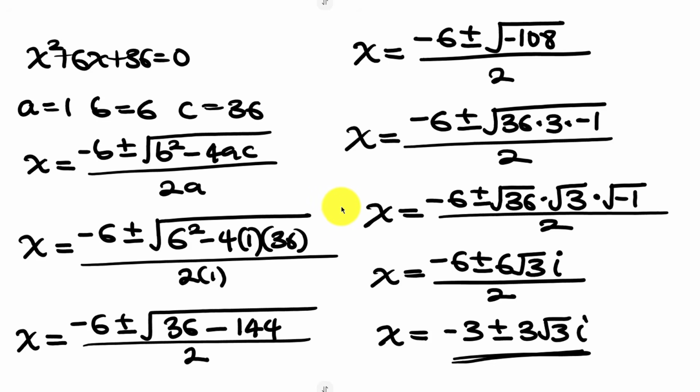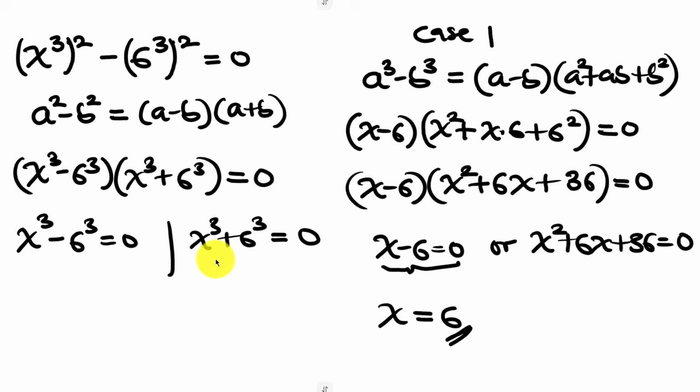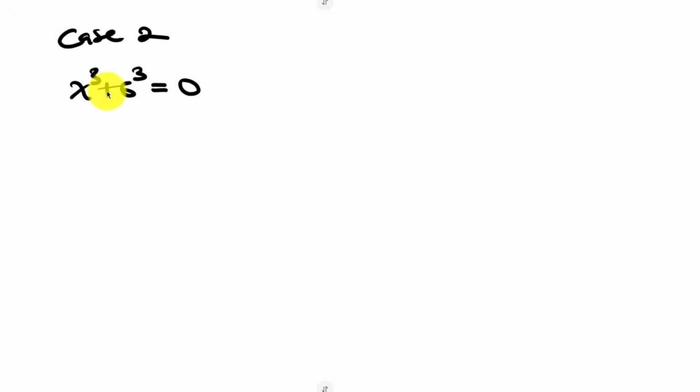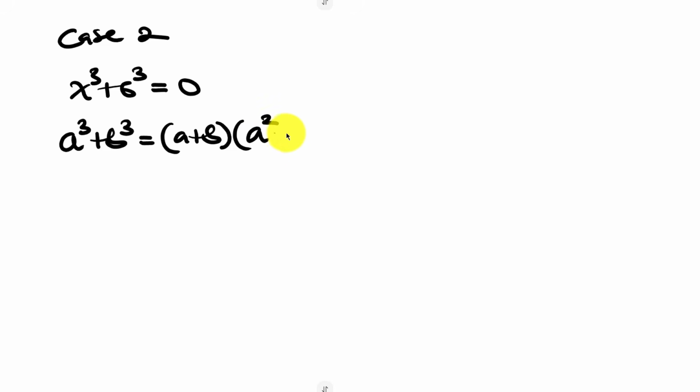Now remember our case 2. This is our case 2: x cubed plus 6 cubed equal to 0. Let's find other solutions from here. Now we notice that our case 2 is a sum of two cubes, which has an identity of a cubed plus b cubed equal to a plus b times a squared minus a times b plus b squared.